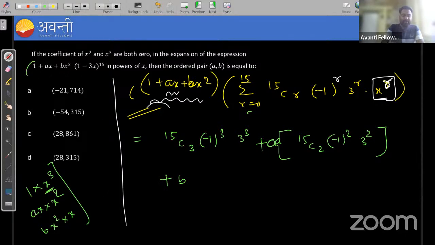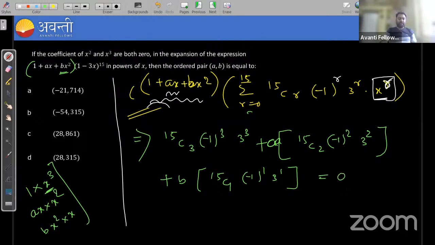Already we have x square here, so that means in the expansion r must be 1, so this will be 15c1 minus 1 to the power 1, 3 to the power 1. Okay, so when you calculate this also you will be getting 0, and after finding both the equations you will be getting the values of a and b, and the ordered pair a, b as option D is correct. You can check it by calculating the things. Okay, so this is the concept you can use here.